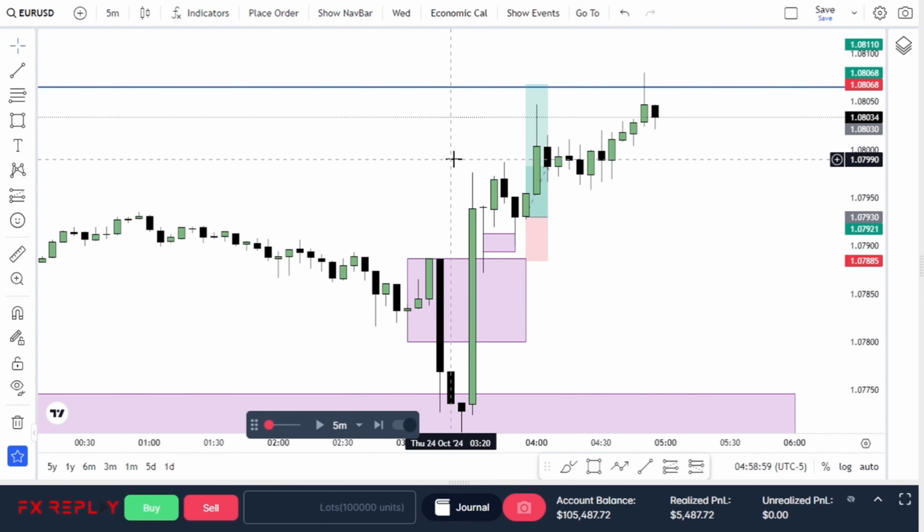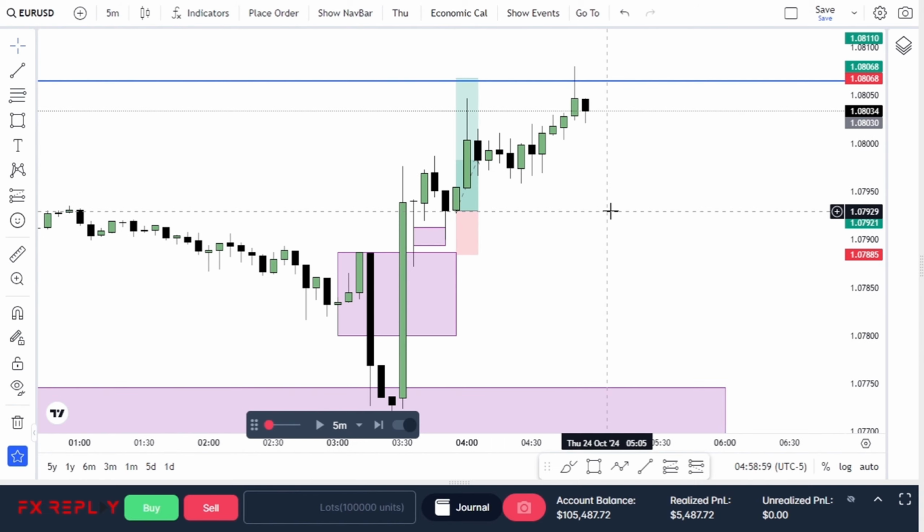If you know what is your draw on liquidity, then there is a lot of ways to enter the trades. I will make more videos on how you can enter the trades in multiple ways. So for now, just understand this model. Let's have some more examples so you can understand the concept deeply.